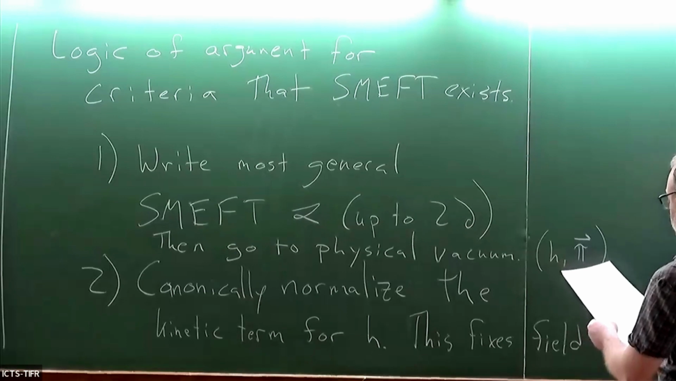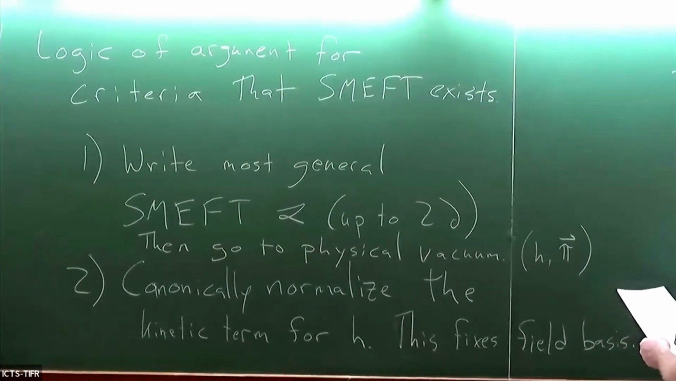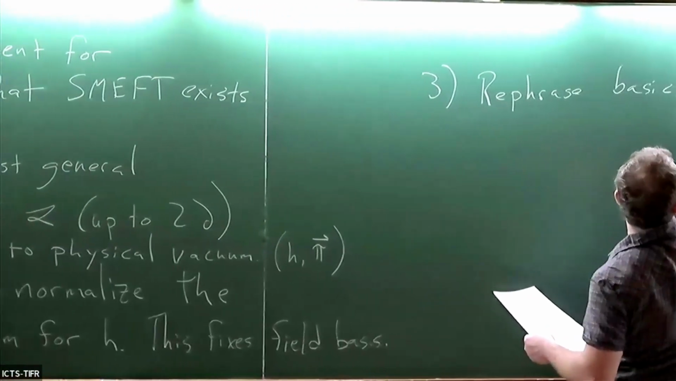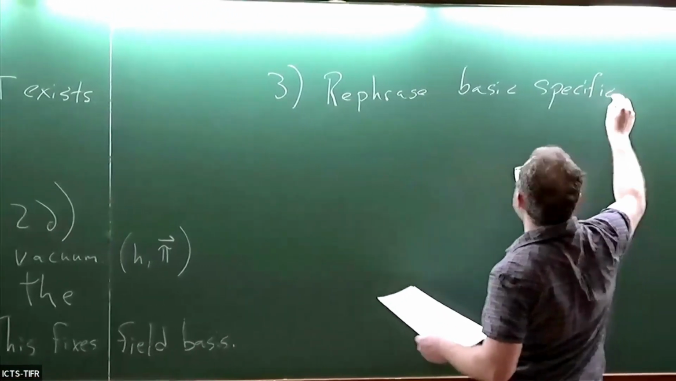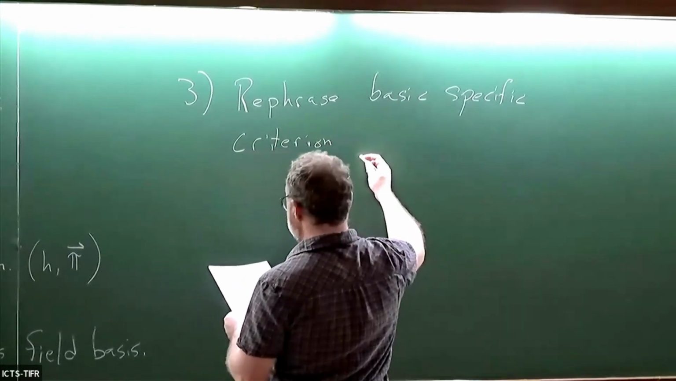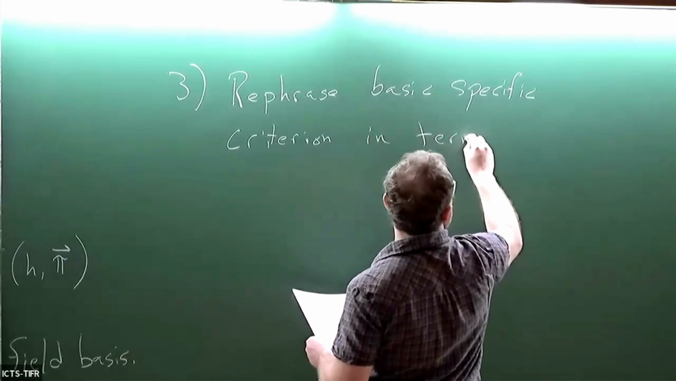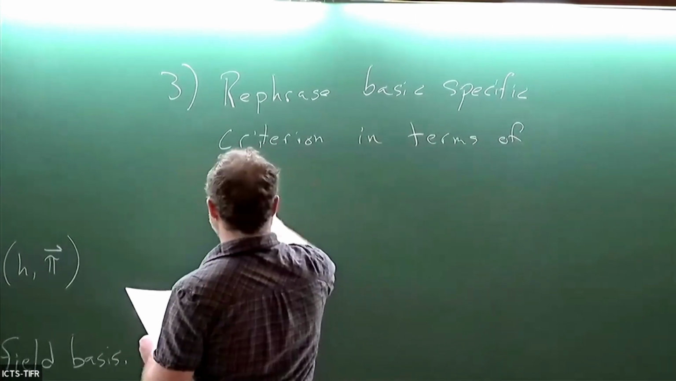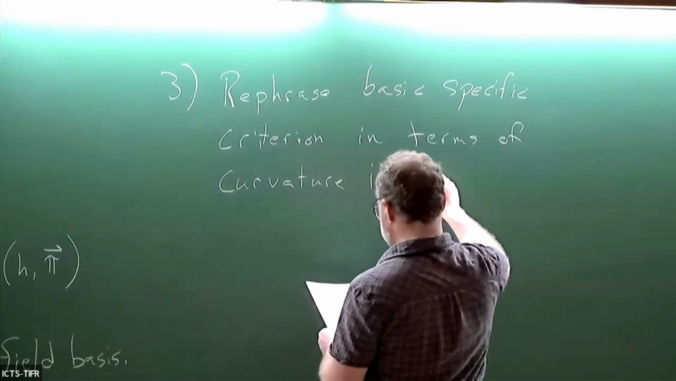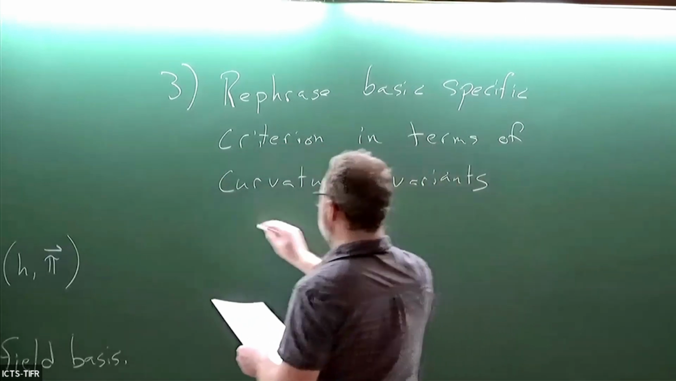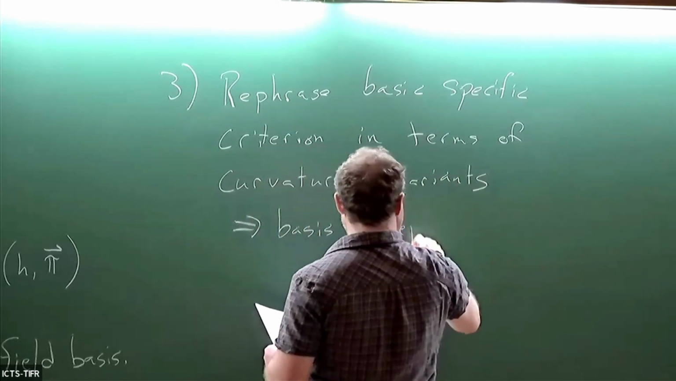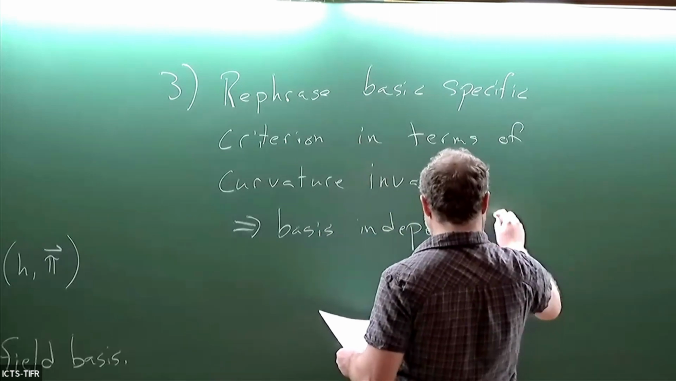Step 3 is to rephrase the basis specific criterion in terms of curvature invariance. So that gives us a basis independent criterion.